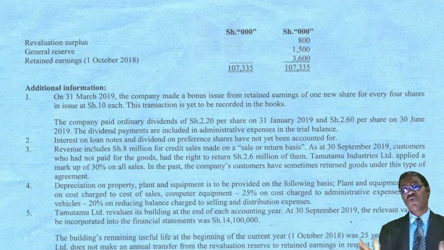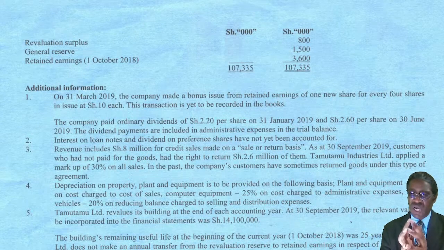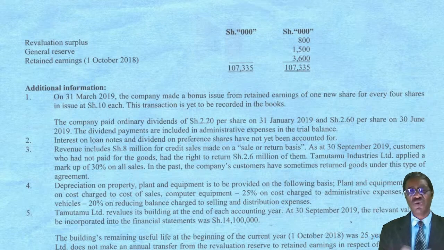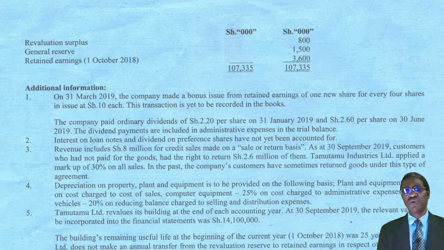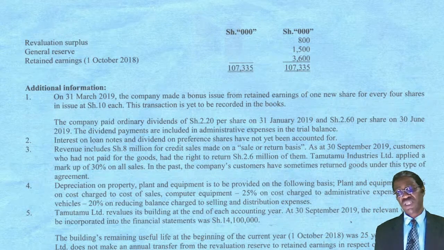But let's read the whole question first. But I've told you how that note number 1 was being tested to you. Number 2, interest on loan note. It could be interest on debenture, interest on loan, whatever. Interest on loan note and dividends on preference have not yet been accounted for. That one we shall account for in the right way.